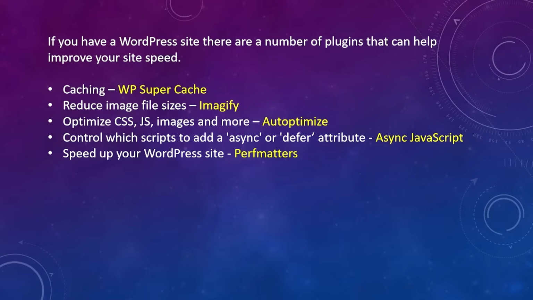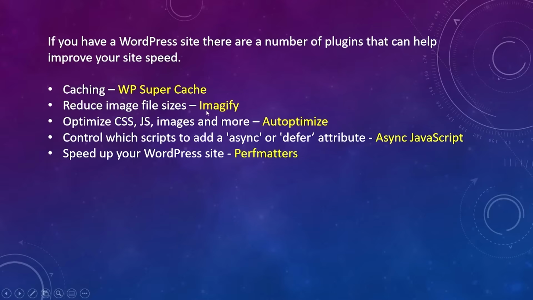All right, now, if you have a WordPress site, there are a number of plugins that can help improve your site, and I put some on here that I use. There are other ones that are maybe good also. For caching, I use WP Super Cache. All these are in the WordPress repository. You can search for them and install these plugins. Some of them are free. Some have free versions and paid versions.